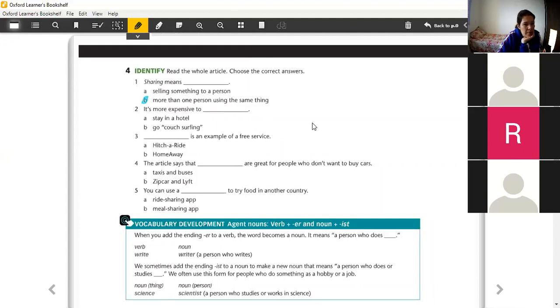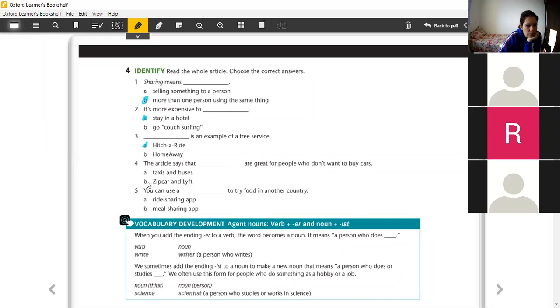It's more expensive to stay in a hotel or go couch surfing? Stay in a hotel. Tem na roteiro is an example of a free service. Reach a bike or home away? Hitch a ride. The article says that it's great for people who don't want to buy cars.